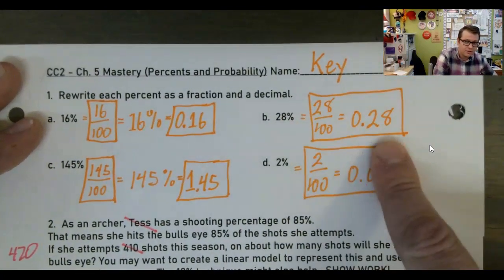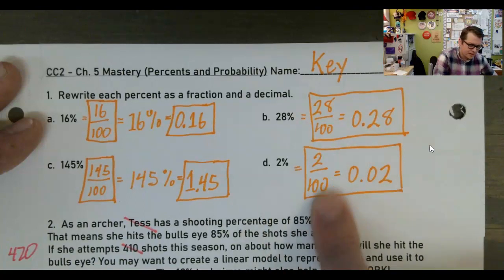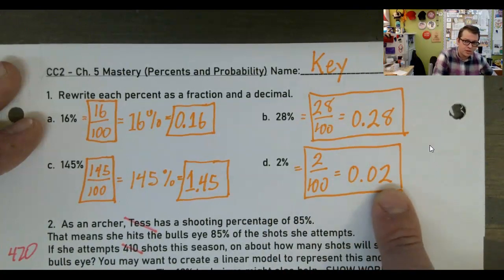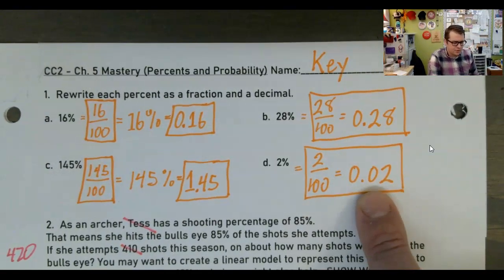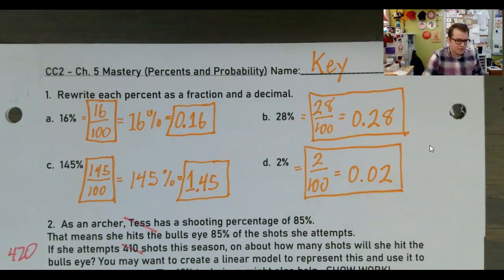28%, 28 over 100, 28 hundredths. 2%, same story, except now it's 2 hundredths. Double check that you didn't accidentally put 0.2. 0.2 would have been 20% instead of 2%.